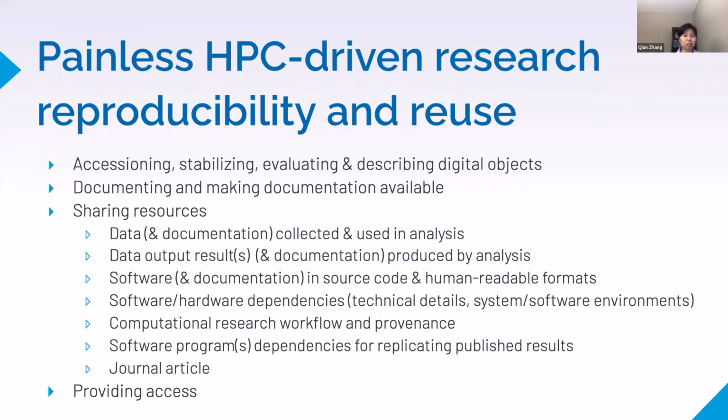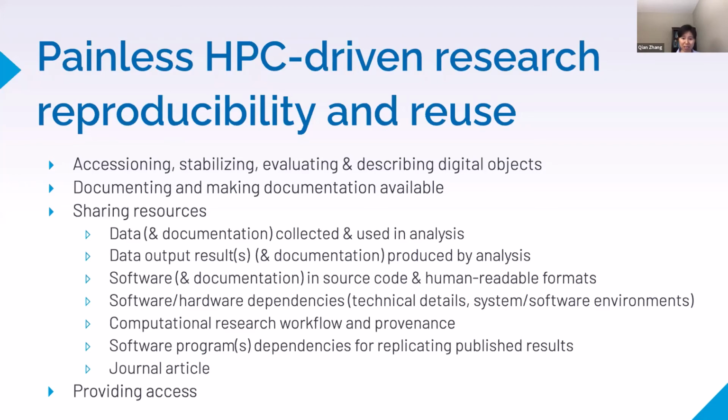Some good practices for HPC-driven research reproducibility and reuse include accessioning, stabilizing, evaluating, and describing the digital objects, documenting and making the documentation available, and sharing resources, including primary and secondary data and associated documentation that have been collected and used in analysis, primary and secondary data outputs, results, and documentation produced by the analysis, software programs and documentation for computing, published results, and also the research software implementation details, which also need more attention.